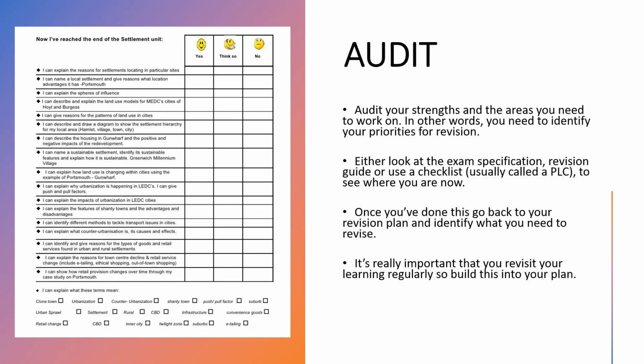Step 2. Audit. This means find out what you know and what you don't know. Audit your strengths and the areas you need to work on. In other words, you need to identify your priorities for revision. Either look at the exam specification, revision guide, or use a checklist, sometimes called a PLC, to see where you are now. Once you've done this, go back through your revision plan and identify what you need to revise. It is really important that you revisit your learning regularly so that you build on this plan.